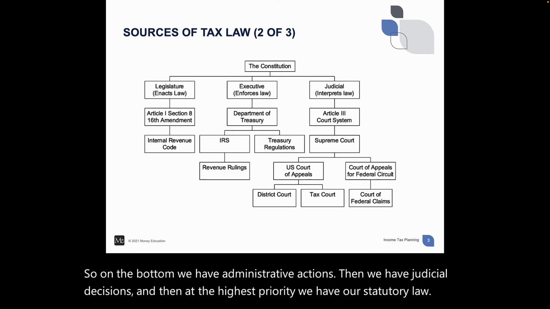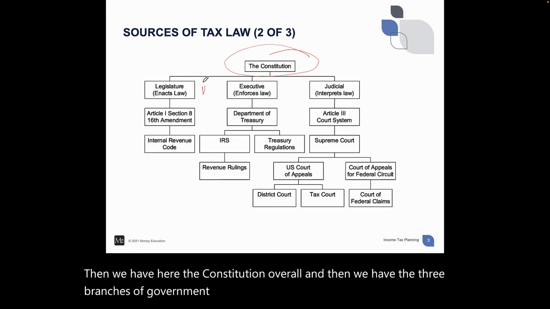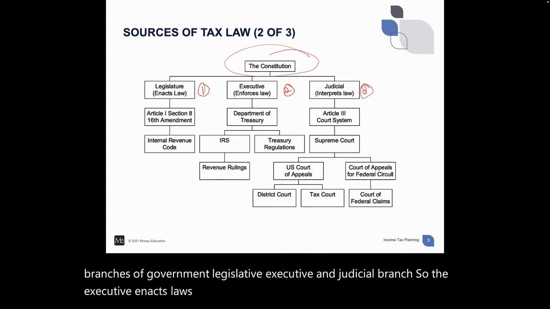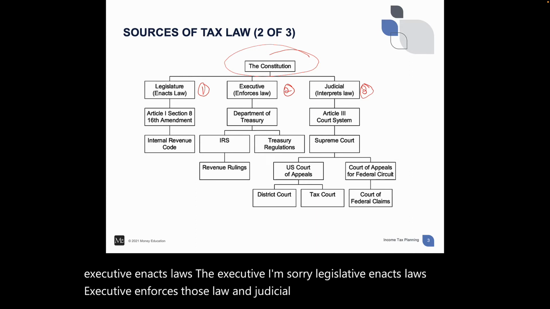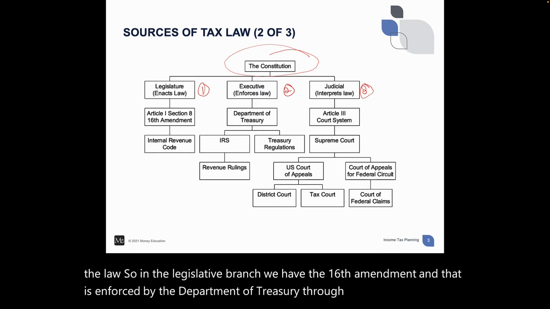Then we have here the Constitution overall, and then we have the three branches of government: legislative, executive, and judicial. The legislative branch enacts laws, the executive enforces those laws, and the judicial is the court system that interprets the law. In the legislative branch, we have the 16th Amendment, and that is enforced by the Department of Treasury through Article 3 of the court systems.